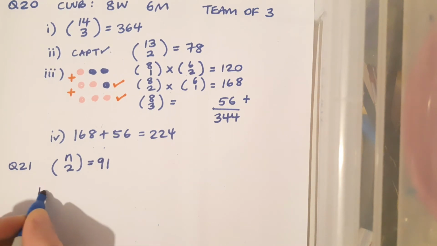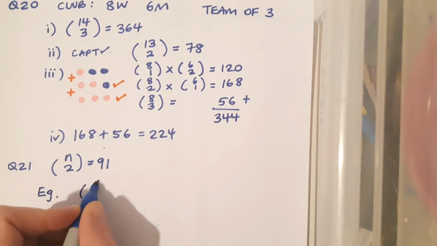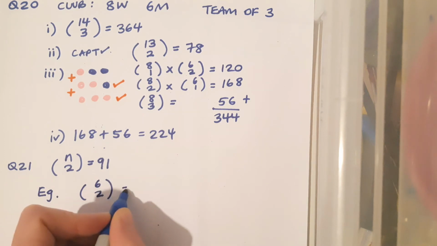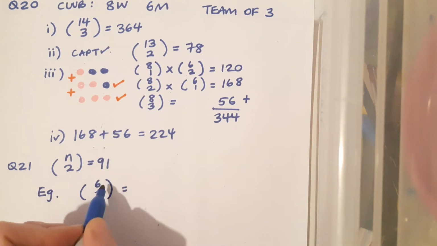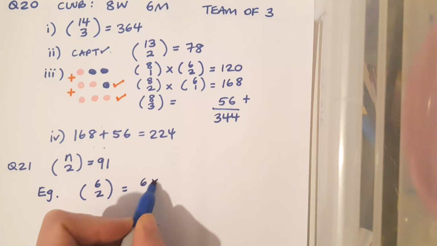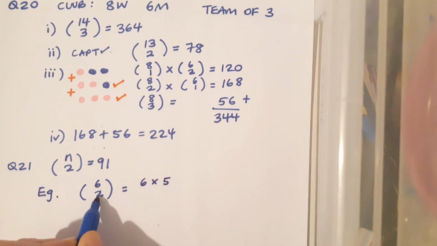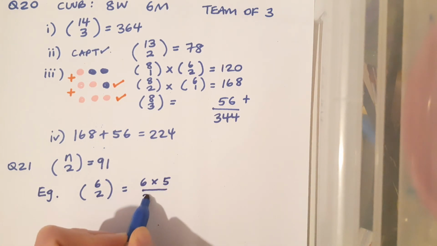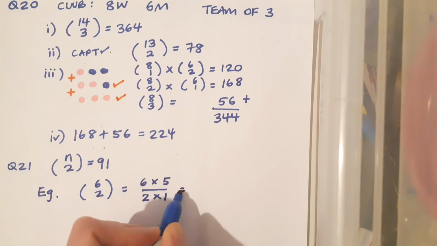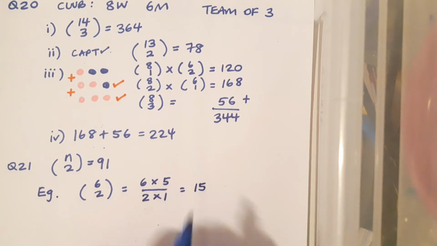So for example, if I have 6 choose 2, what I would need to do to calculate it is start with 6 on top, multiply by the next number down. I only want 2 values there because of the number 2 there at the bottom. My r is 2. And on the bottom, I'll do 2 factorial, so 2 by 1. And then I work my answer out, and in that case, it would be 15.